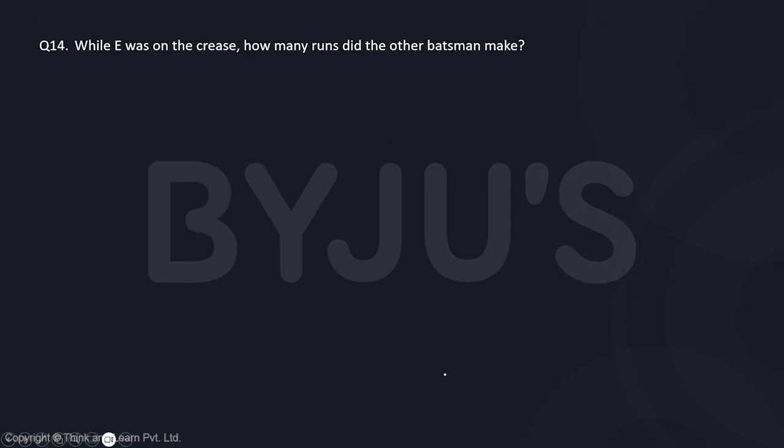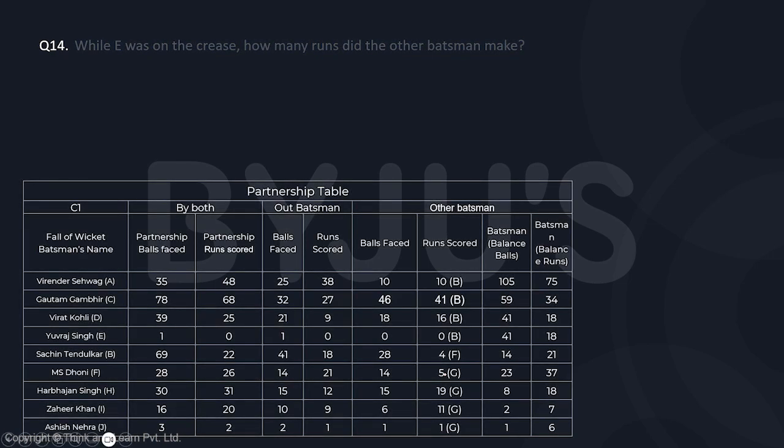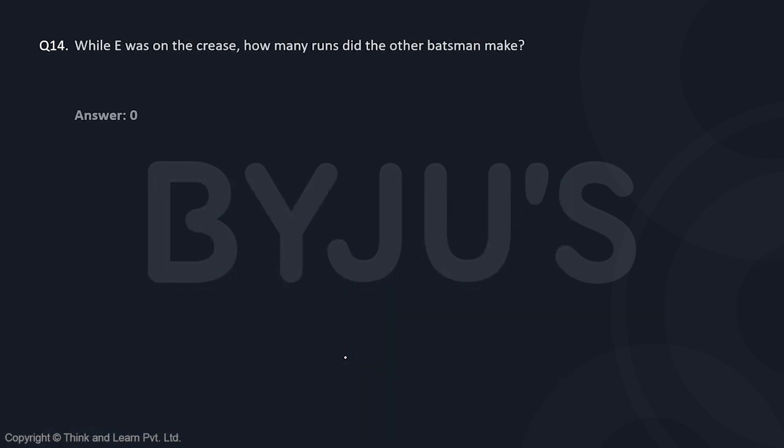While E was on the crease, how many runs did the other batsman make? Let's have a look at this. So when E was on the crease, how many runs did the other batsman make? E was Yuvraj Singh. That partnership was just of 1 ball, 0 runs. The other batsman has made no runs, no balls. So my answer is 0 for that.